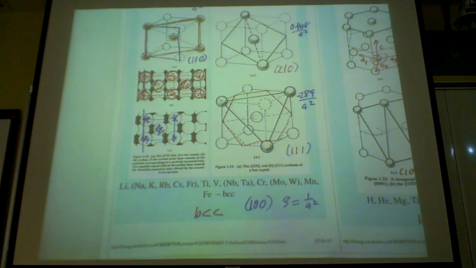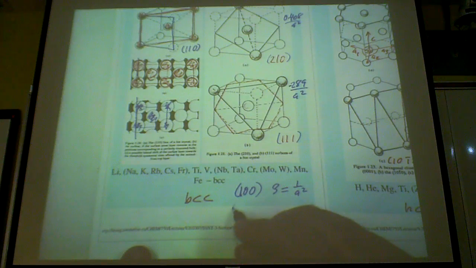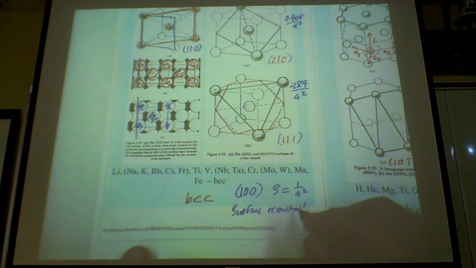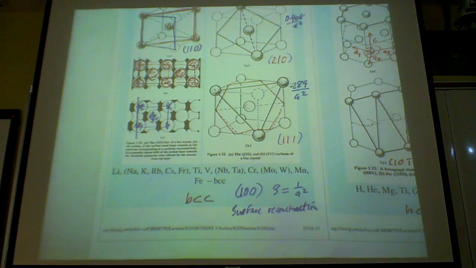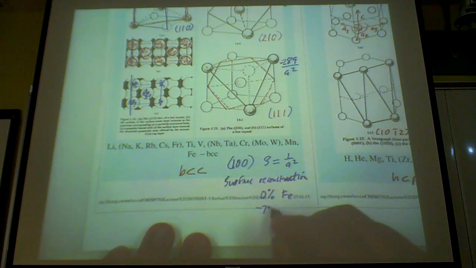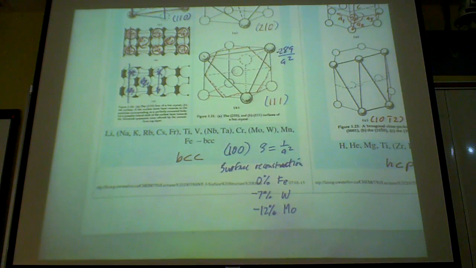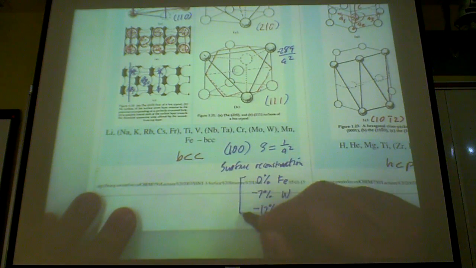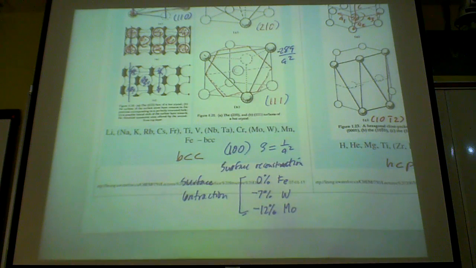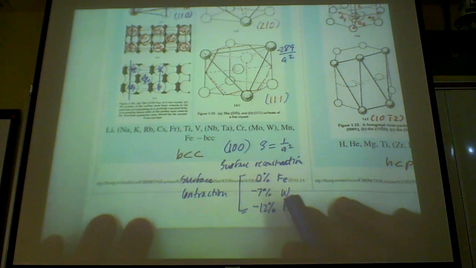And then you can have reconstruction in the D spacing, right? So again, you have surface reconstruction. For example, you have 0% in iron, negative 7% in tungsten, negative 12% in moly. So this is again hard data. Here you have surface contraction; in the other case, you have surface expansion. The in-plane spacing actually compresses closer together as you terminate your crystal, whereas in the other case, the crystal actually expands. You have expansion in the first case, and contraction in this 100 plane.